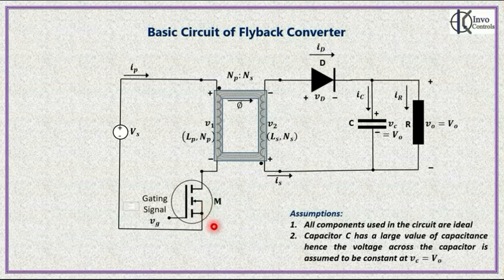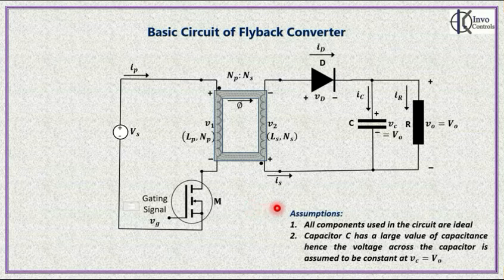Then we have the switch. The switch used in this circuit is the MOSFET. At the gate of the MOSFET, we apply the gating signal. This is the primary side of the flyback transformer. Similarly, when we go to the secondary side of the flyback transformer, you will find there is a rectifier diode and a capacitor C. Now all the components which are used for the construction of this circuit are assumed to be ideal in our analysis.